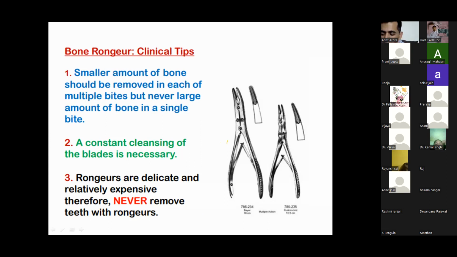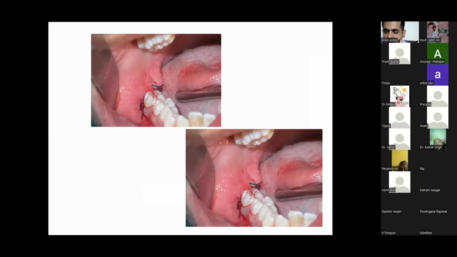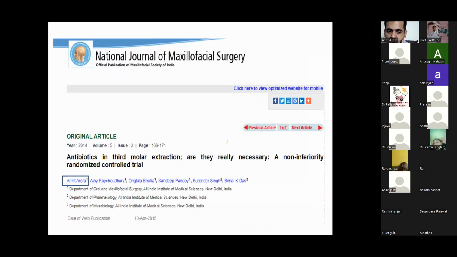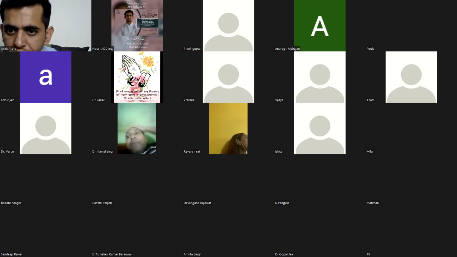Once the whole beak gets locked and everything is spoiled, then ultimately you need to buy a new rongeur. This is how it looks like. We'll again see the video so that you guys are familiar with the photogenic memory as well as the videographic memory. So this is how it looks like, the distal margin tissue. Let us see our video again.